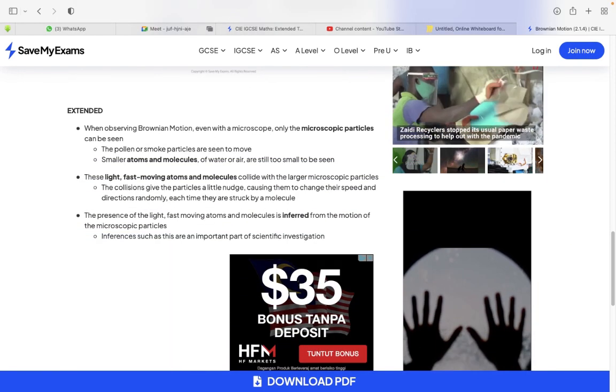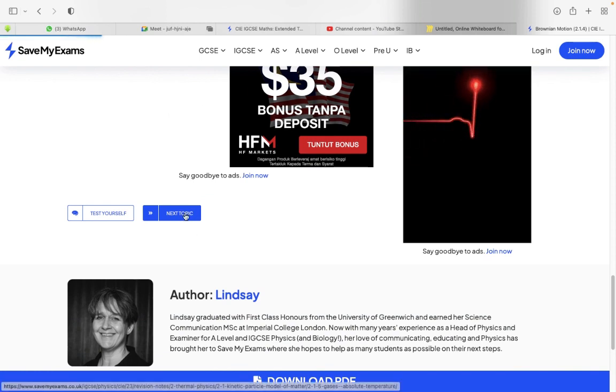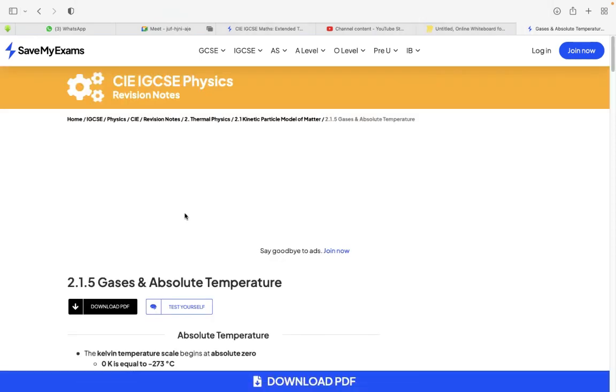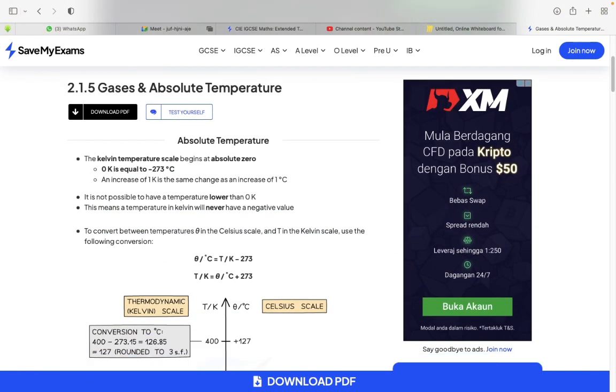So that's for Brownian motion. Now let's move to what we call the gases and the absolute temperature.